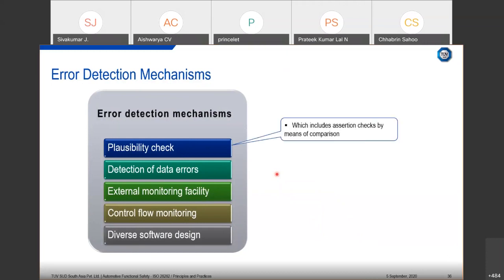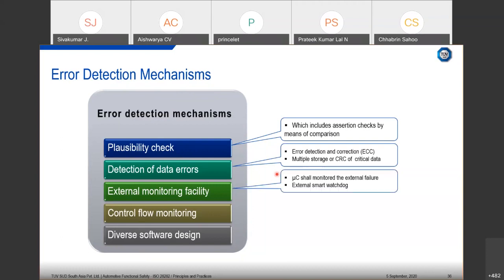The plausibility check, which includes assertion checks by means of comparison. For example, you may need to verify your vehicle speed. So what you do basically, you read the vehicle speed, at the same time you read the engine speed, and you will be comparing both the relative speed and then take the decisions of appropriateness. This way, the plausibility check will help you. And then the detection of data error, the ECC that you can consider, also the CRC related aspect of it.